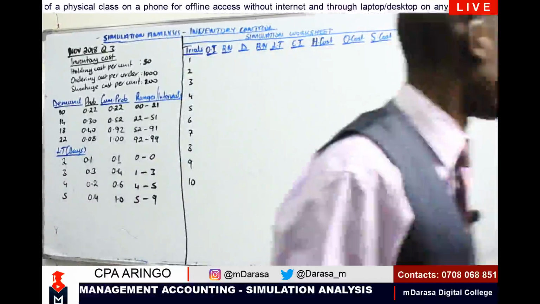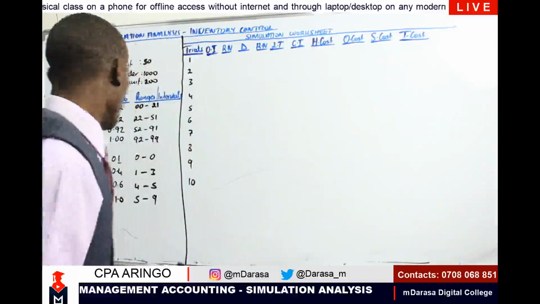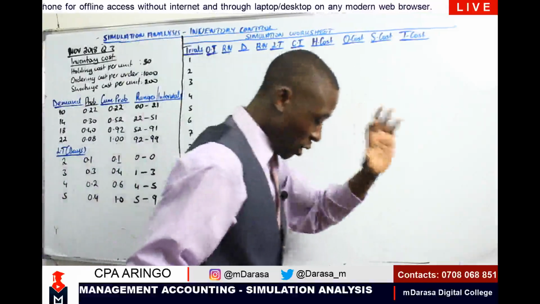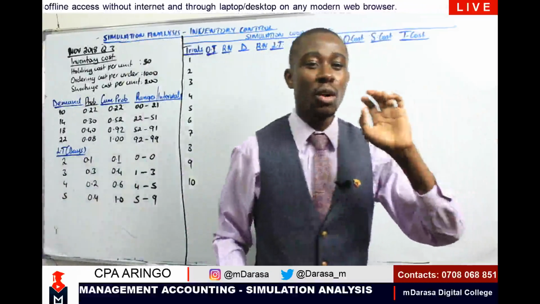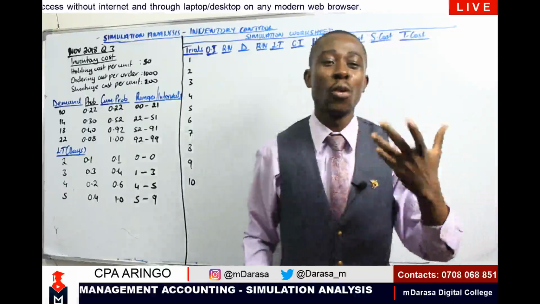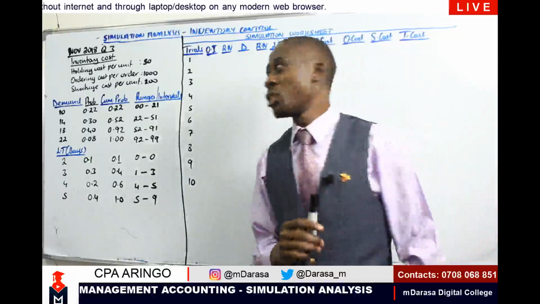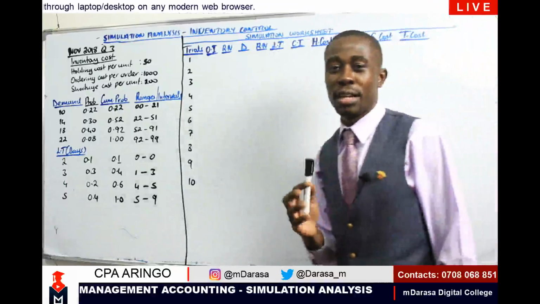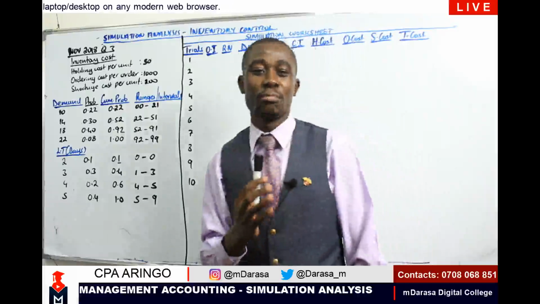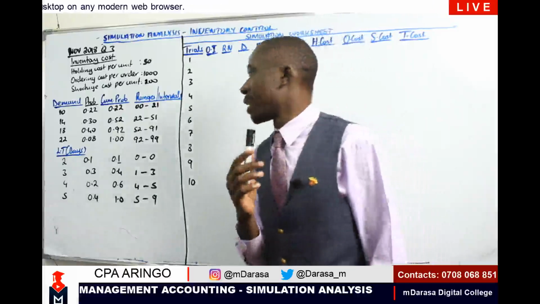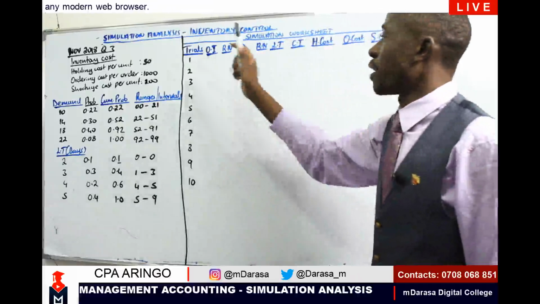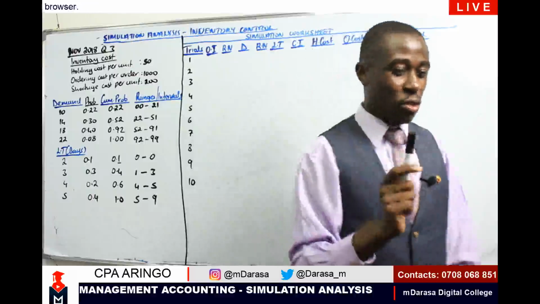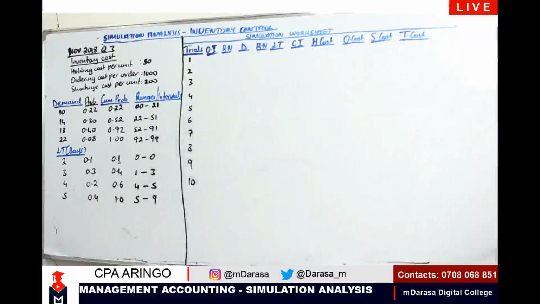Now, the moment I have this sheet, and by the way, if you are dealing with any simulation question, the moment you have this, you are good to go and you've understood the concept right. Because the next thing you are going to do is to identify the opening inventory given. How many units are we given as our opening inventory in our question?